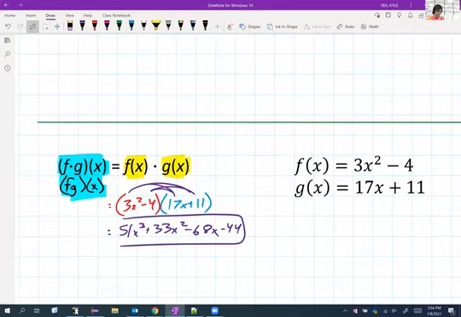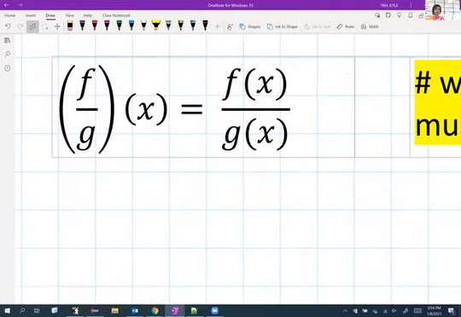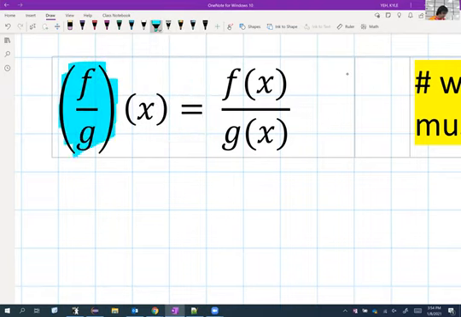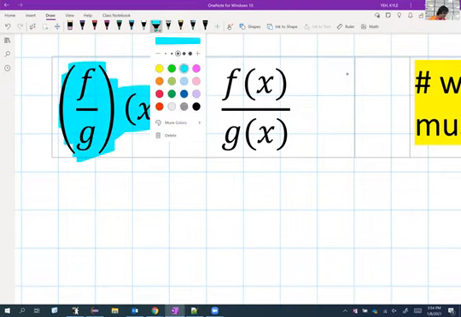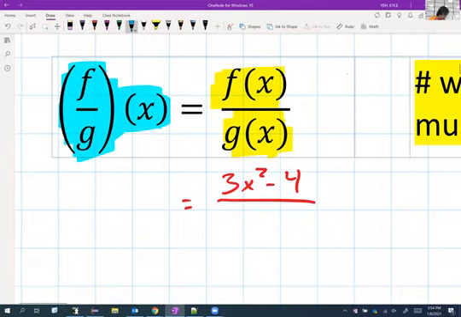So multiplying, I would put in the category of somewhat familiar. We've done this before. Now, dividing has a little bit of a wrinkle. It's just something we always have to keep in our mind. So dividing will look like this: f over g, or f divided by g of x. And just like before, as you probably predicted, we can just take our f of x and divide it by our g of x. So f of x, 3x squared minus 4 over my g of x, which was 17x plus 11.